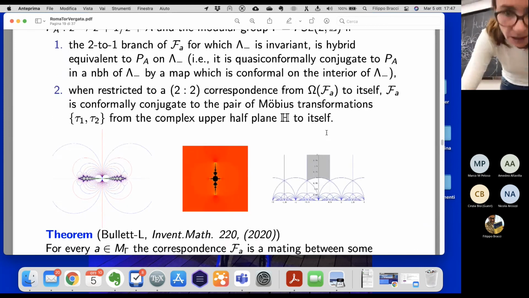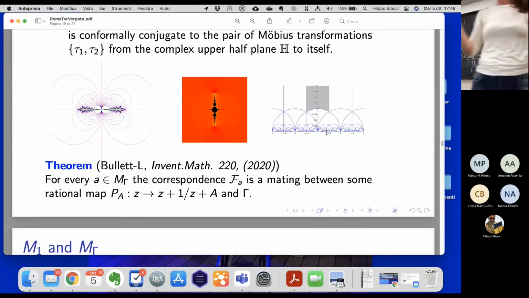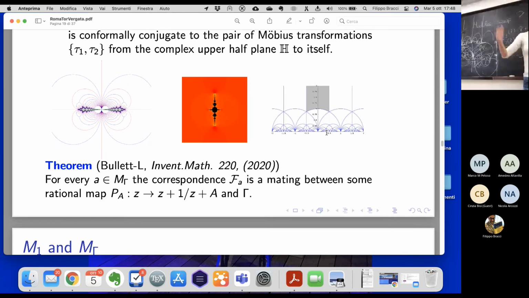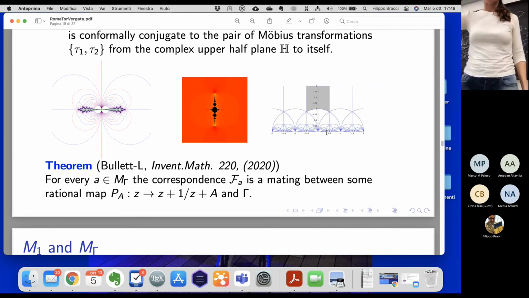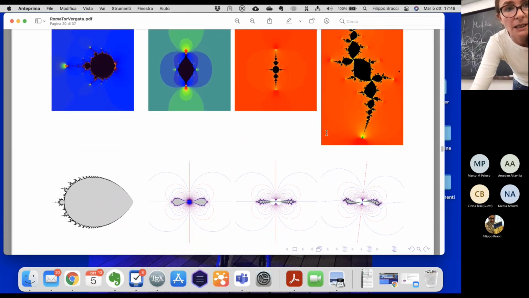And the result is from last year. Well, actually, it started 11 years ago, but it got published finally last year, is that for every a in the connectedness locus, the correspondence F_a is a mating between the modular group and some rational map in the family Per_1, some map zeta plus 1 over zeta plus a, with a in the complex plane. And here you can see in slide 20 an illustration of the theorem.